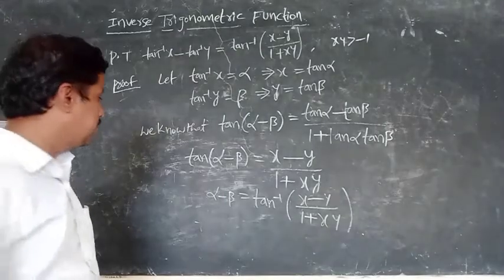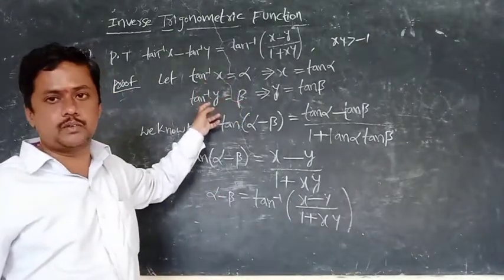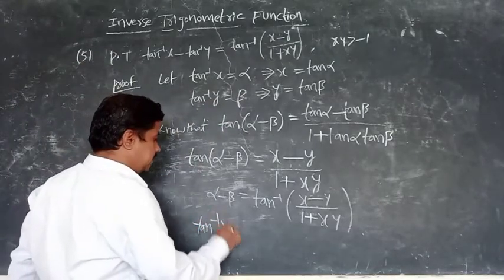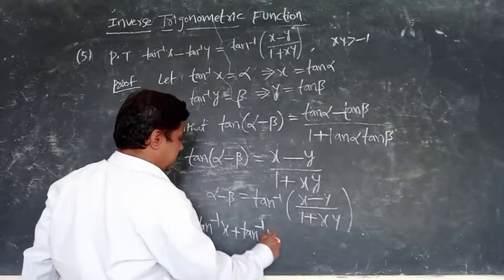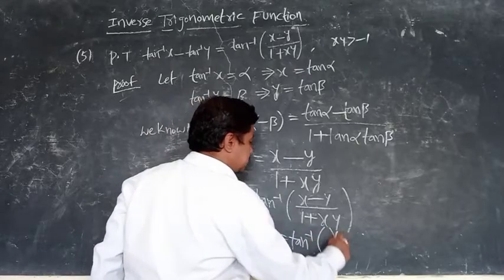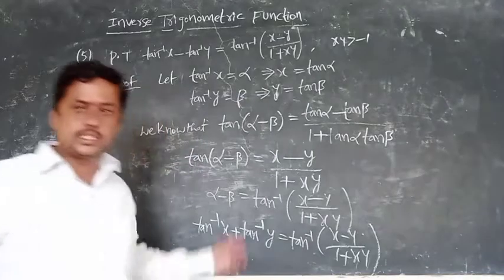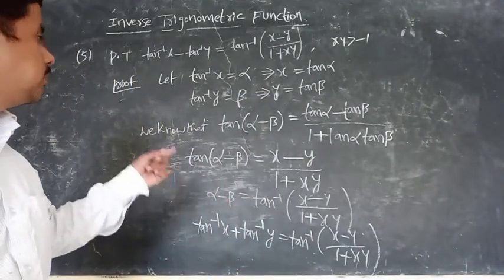So what is alpha, what is beta? Alpha is tan inverse x, beta is tan inverse y. So therefore tan inverse x minus tan inverse y is equal to tan inverse of x minus y divided by 1 plus x y. So this is the second property.